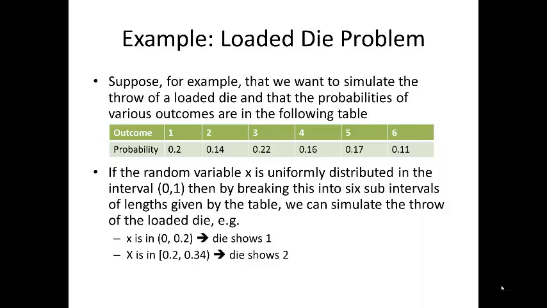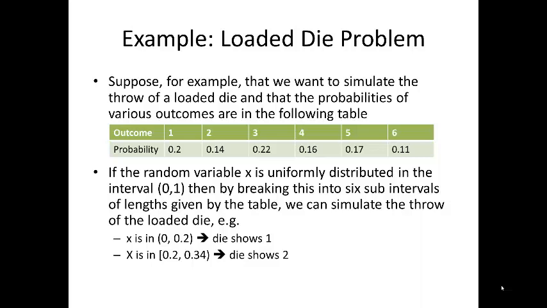So, in these simulation problems, we often need to produce random variables with a prescribed distribution. If the random variable x is uniformly distributed in the interval 0, 1, then breaking this into 6 subintervals with lengths given in the table, we can actually simulate the throw of the loaded die. So, if x falls between 0 and 0.2, we say the die shows a 1. If it falls between 0.2 and 0.34, we say that it shows a 2.